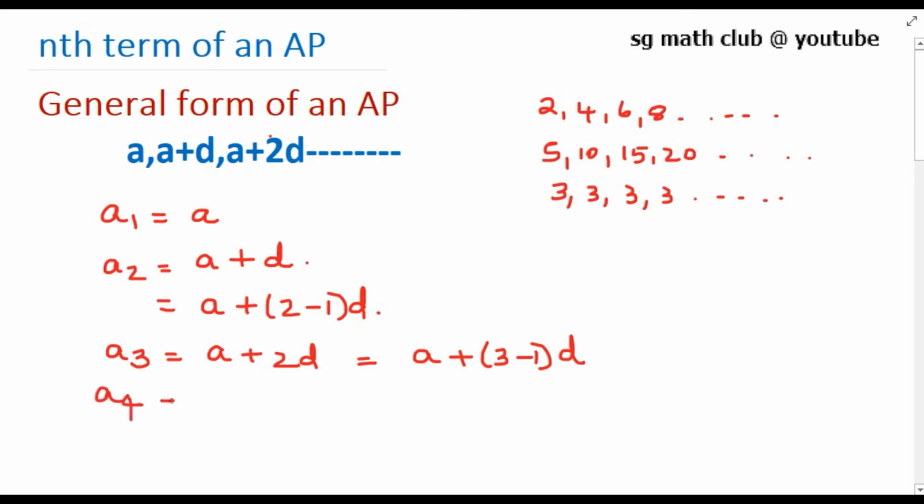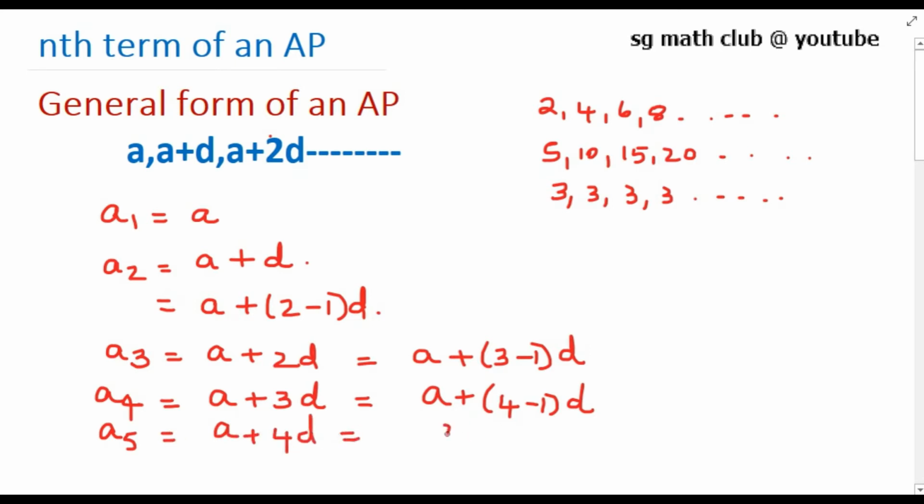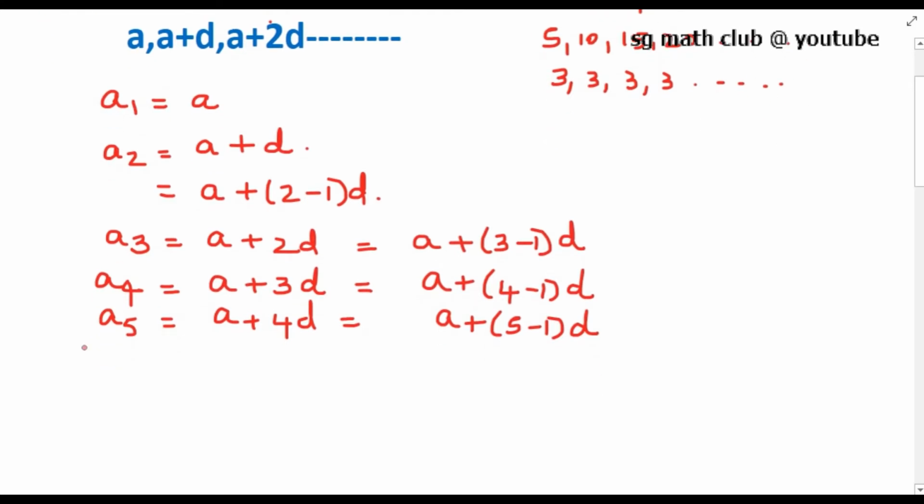Now can you say what will be the fourth term? Fourth term is a plus 3d. This I can write as a plus (4 minus 1) into d. And fifth term I can write as a plus 4d. That is nothing but a plus (5 minus 1) into d. The same way, any number of terms I can write. For example, I can write the 98th term as a plus 97d, that is a plus (98 minus 1) into d.